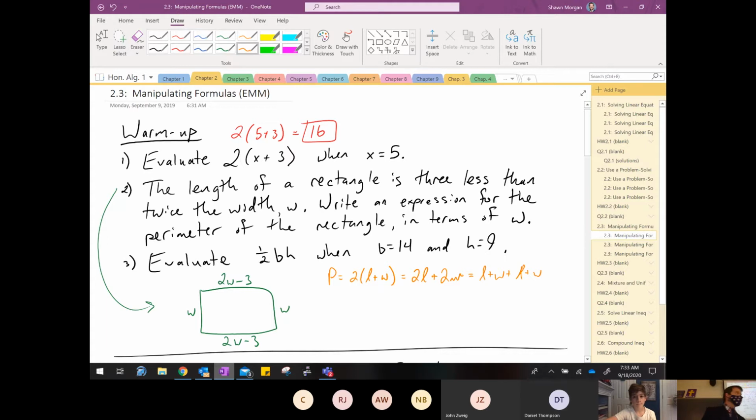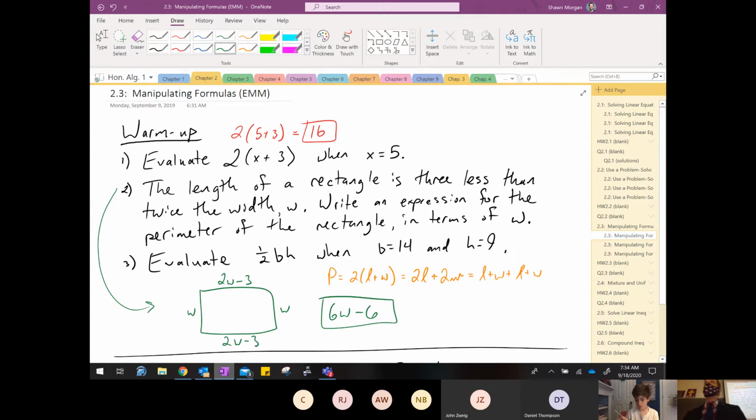Okay, that's kind of the formula working in the background here. We don't need the formula because we've already got our picture drawn out. So what does it wind up being? We've got 2W minus 3. We got 2W minus 3. So that looks like 4W minus 6. And then add on a couple more W's. So that's 6W minus 6. And that would be our expression for the perimeter in terms of W.